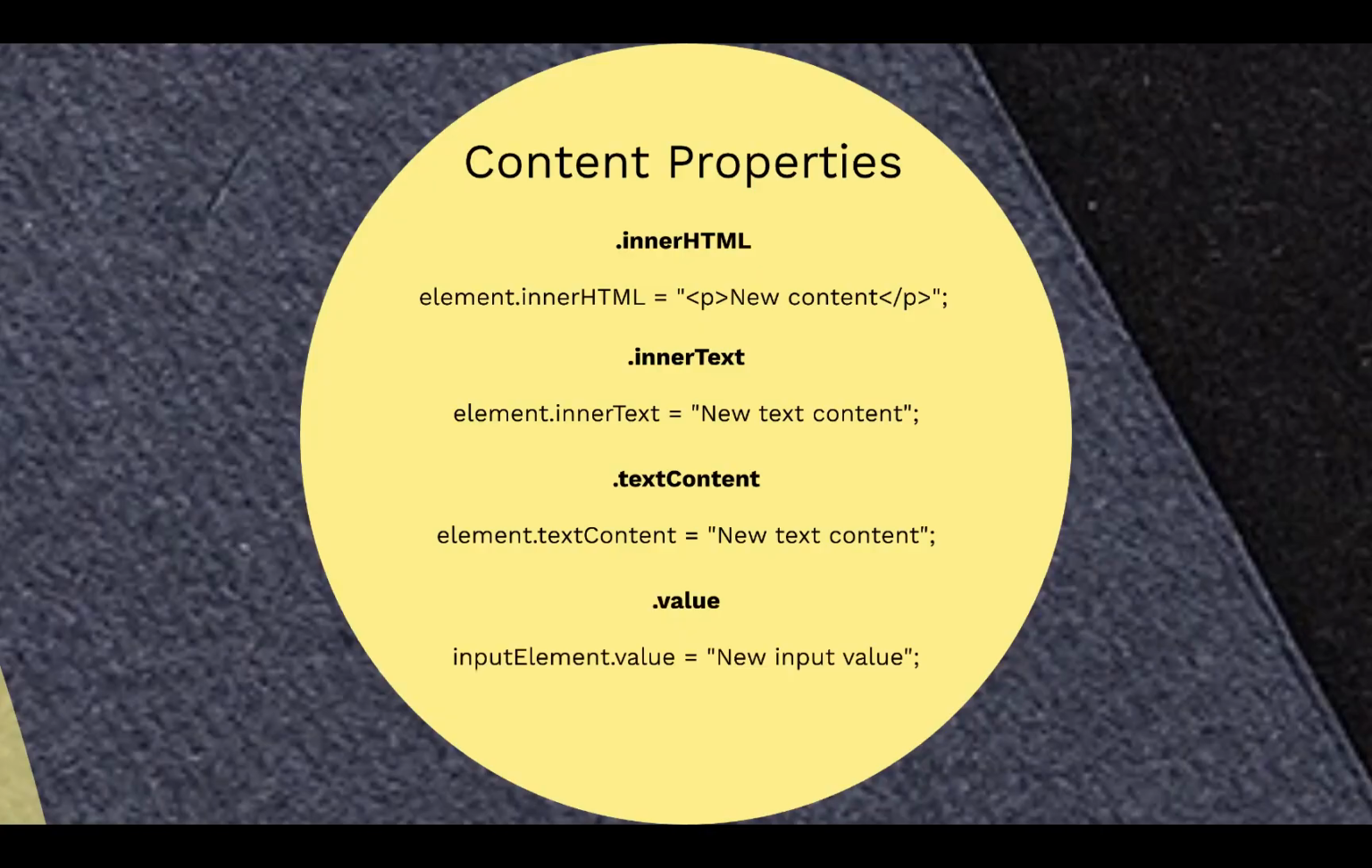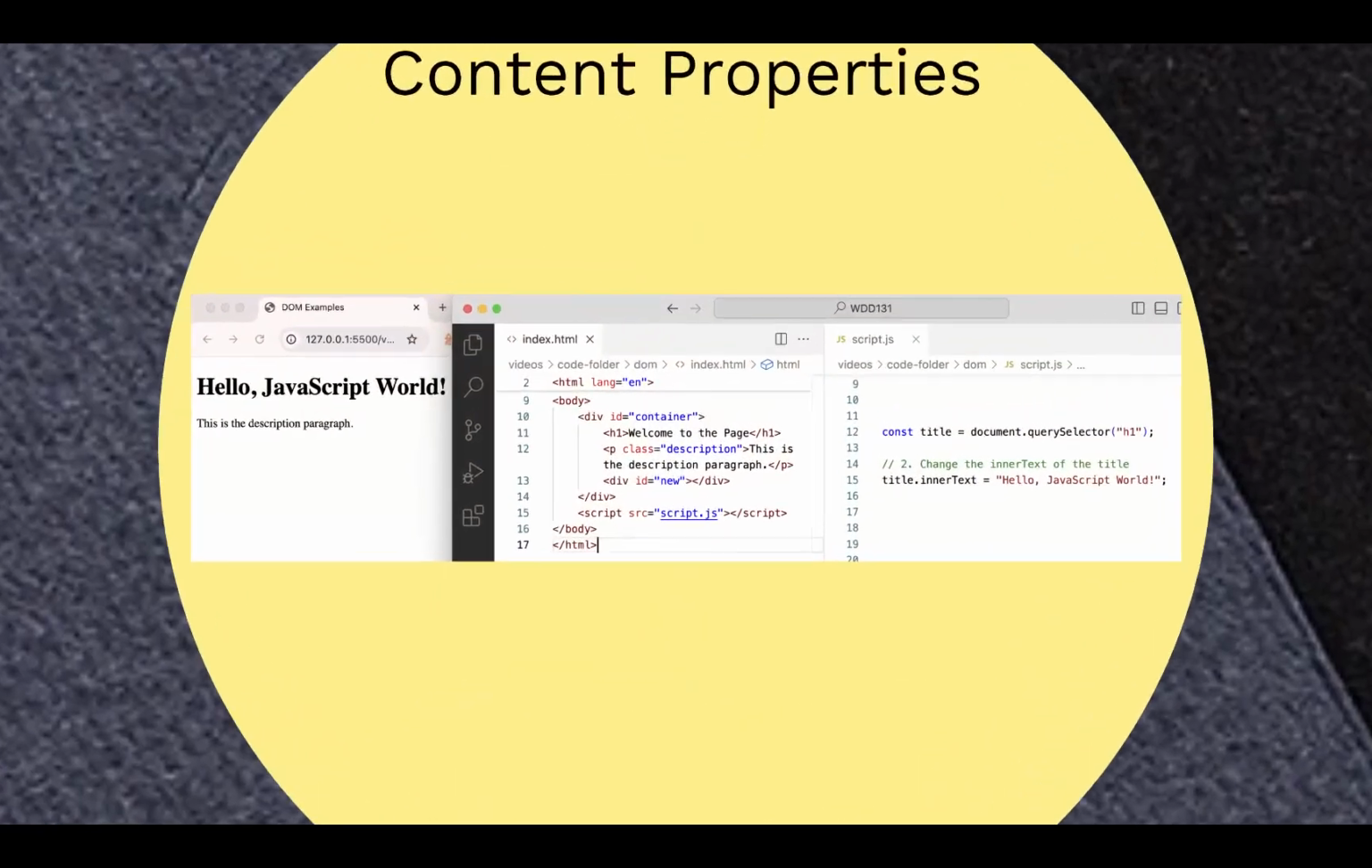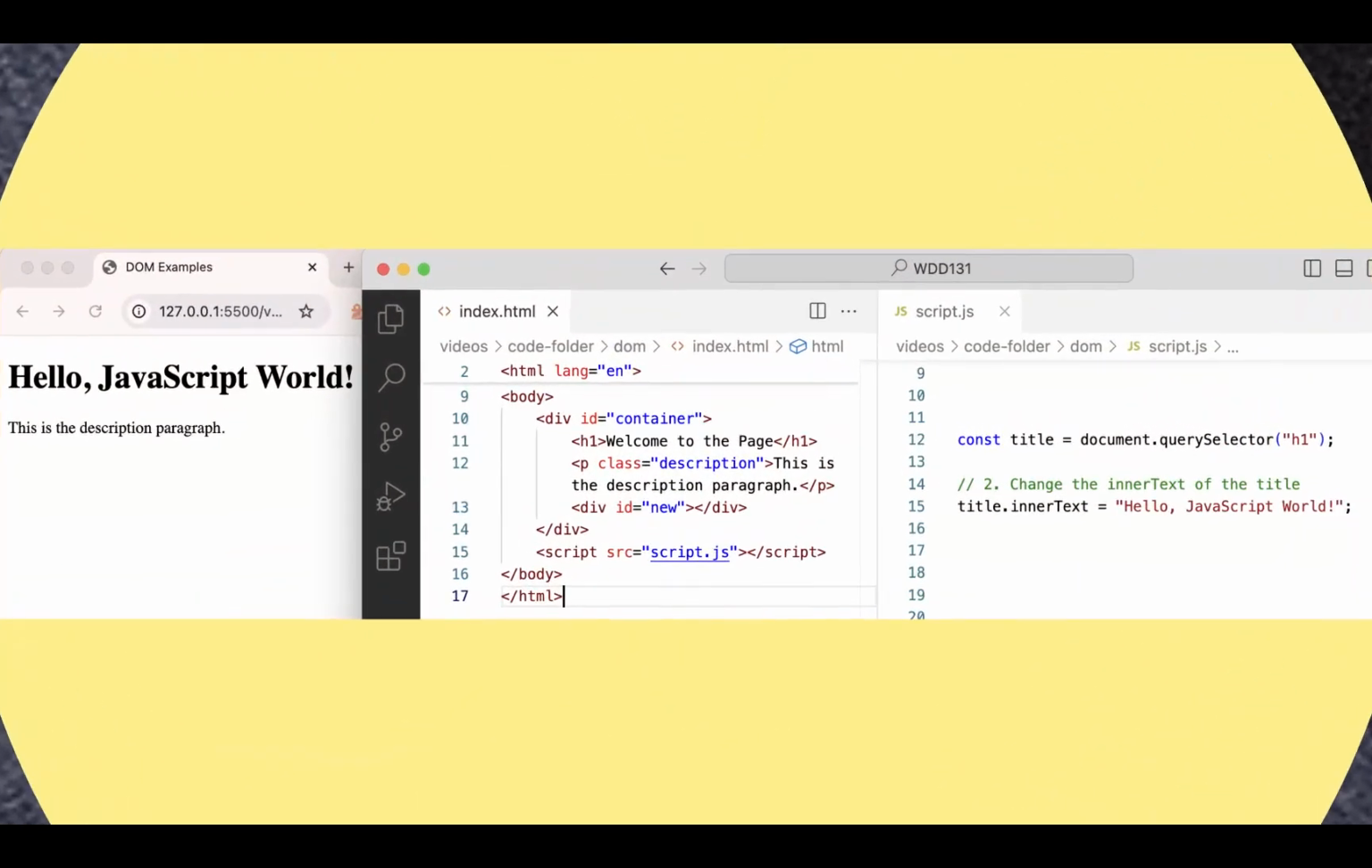.value is used with form input or text area elements to set or get the input values. Often you will see the .value property used to get the value from the user's input instead of setting a value like this. We can change the text in our title using innerHTML, where it originally said, "Welcome to the page" in HTML, it now says, "Hello, JavaScript world."